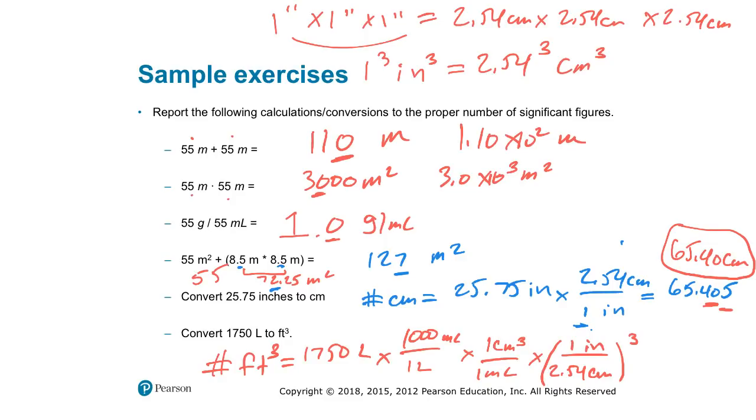So I start with the inch to centimeter conversion, and then I just cube the conversion. I take the conversion I know, 1 inch is 2.54 centimeters, and I cube the whole thing. So I cube the 1, cube the inch, cube the 2.54, cube the centimeters. And then all I need to do is do the final 12 inches.